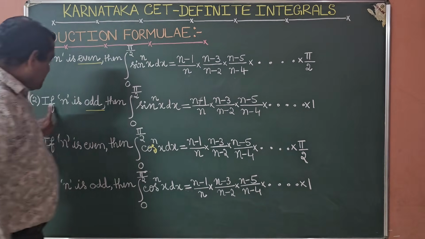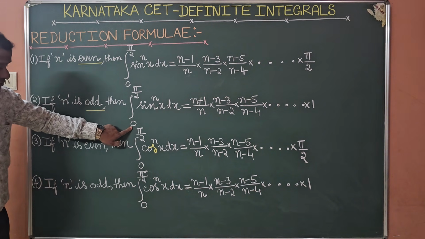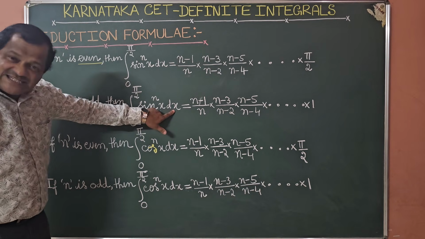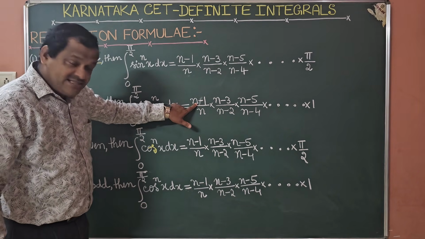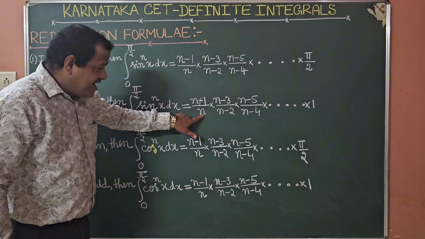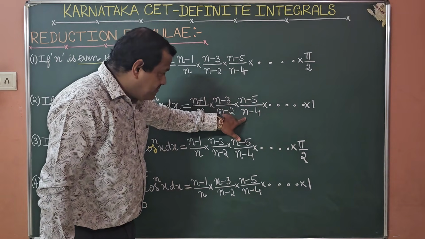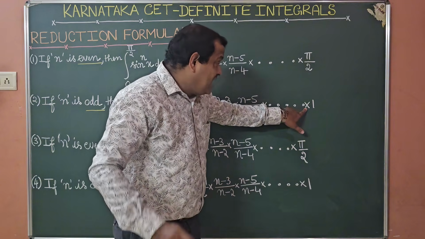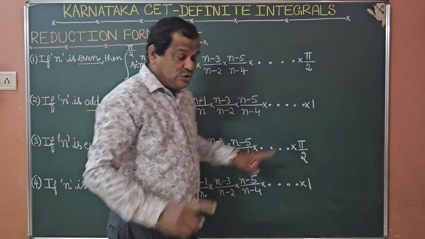If n is odd, then the question is the same: integration from 0 to pi by 2 of sine power nx dx. But the answer begins the product in the same way, (n minus 1) by n into (n minus 3) by (n minus 2) into (n minus 5) by (n minus 4) into so on, into finally it should end with 1, not pi by 2.